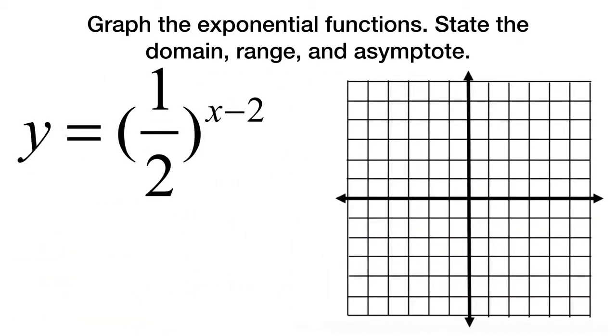Now let's try this one, (1/2)^(x−2). You might remember this is what y equals (1/2)^x looked like. Now, in this case, notice that the minus 2 is in the exponent with the x. That means it's going to move either left or right. And because it says minus 2, it actually moves right 2.